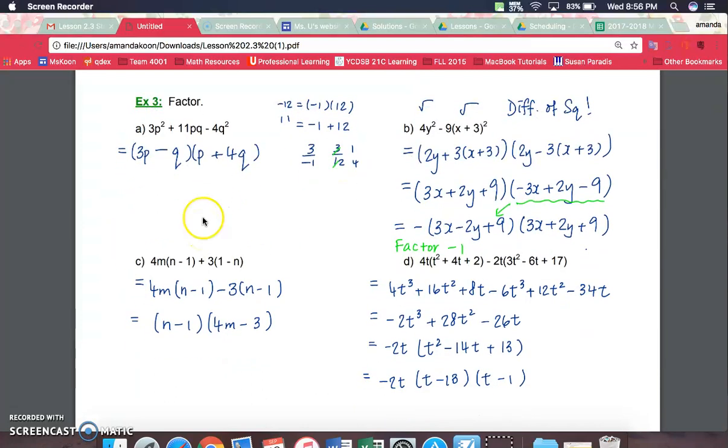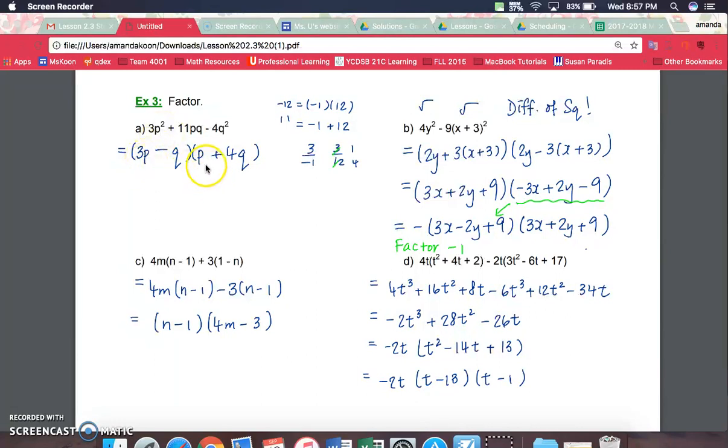So example 3, you have another trinomial, but this time instead of seeing one single variable, you see 2, and you cannot common factor 3p squared, 11pq, and negative 4q squared. Therefore, you need to think a little outside the box, and remember, factoring is the opposite of expanding. So the question really is, well, what multiplies together will give you 3p squared?